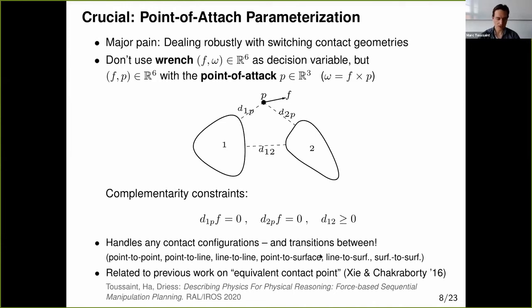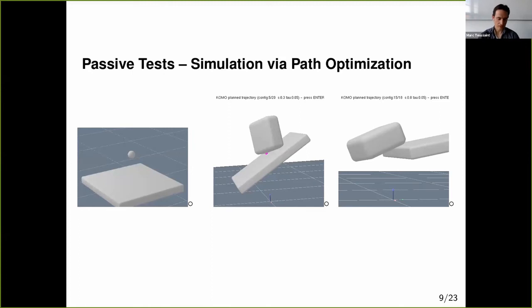And the nice thing is that this can really nicely handle switching of contact geometries, point-to-point, point-to-line, and things like that. And there's also previous work on this, the equivalent contact point, but this formulation is just a bit different. Okay, this was a technical thing, but these are the details that actually make it work, I must admit. So let me start a demo, little demo videos.